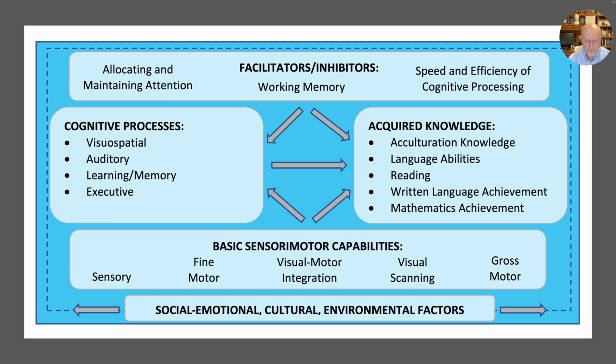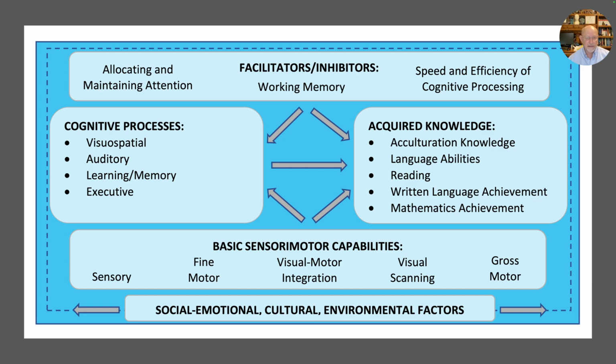Language abilities includes both receptive and expressive language. We've got reading achievement, written language achievement, and mathematics achievement. Cognitive processes interact with acquired knowledge, and acquired knowledge interacts with the cognitive processes.